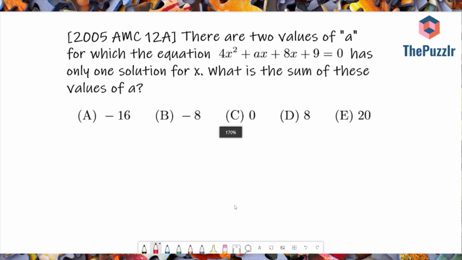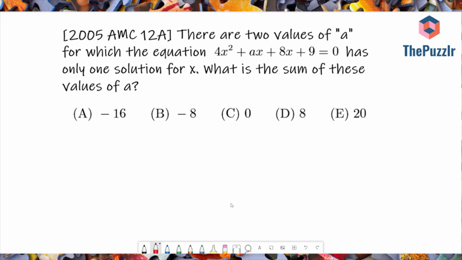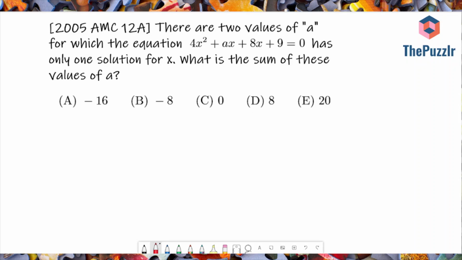Okay, let's look at a problem from the 2005 AMC 12A. There are two values of a for which the equation 4x squared plus ax plus 8x plus 9 equals 0 has only one solution for x. What is the sum of these values of a?